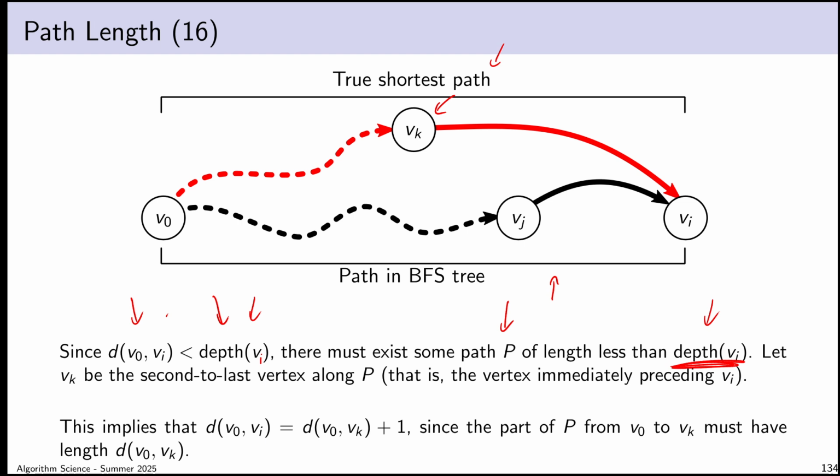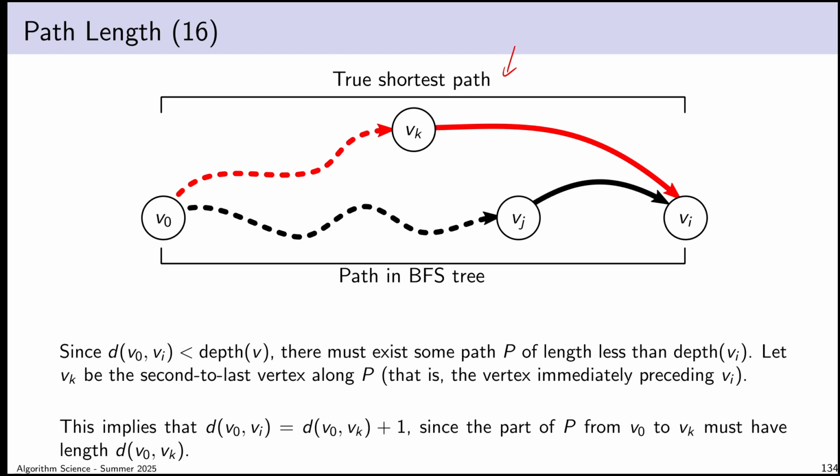So if I follow a path from V0 to Vi in the BFS tree, the second to last vertex is the parent in the BFS tree, Vj. There is some shorter path out there, and the second to last vertex in that path we're going to call Vk. So based only on that, what do we already know? Well, we know that there apparently is a path shorter than that in the BFS tree. That's what we're going to show is a contradiction in a minute.